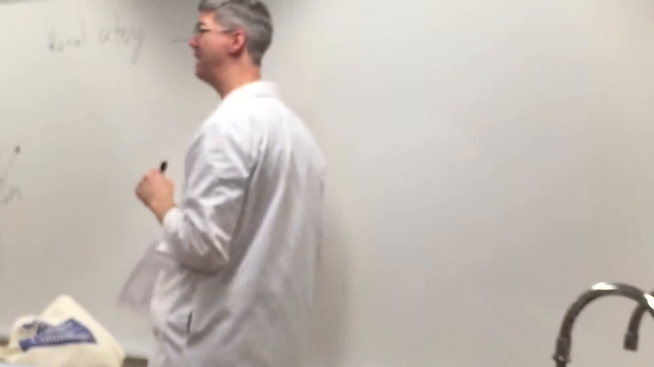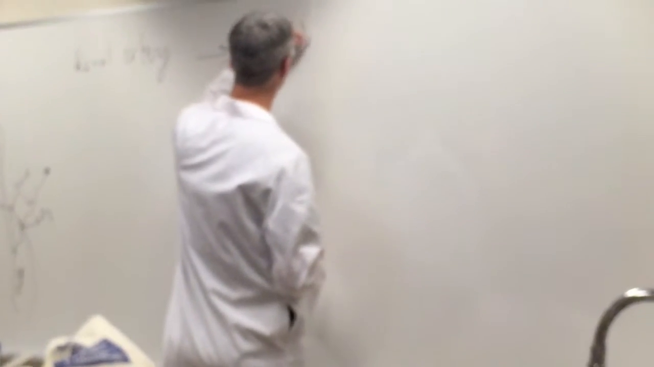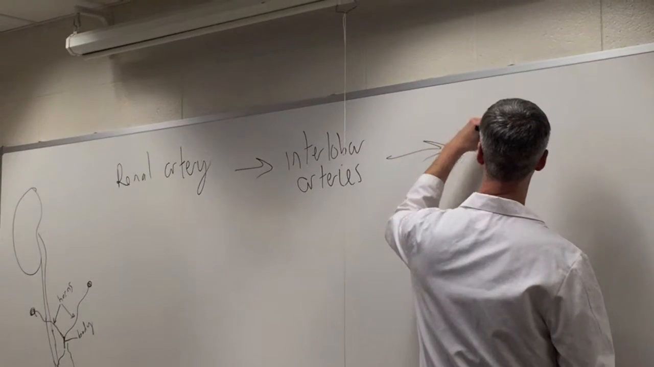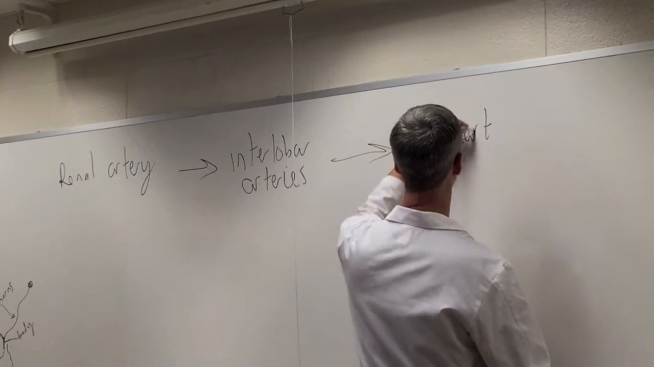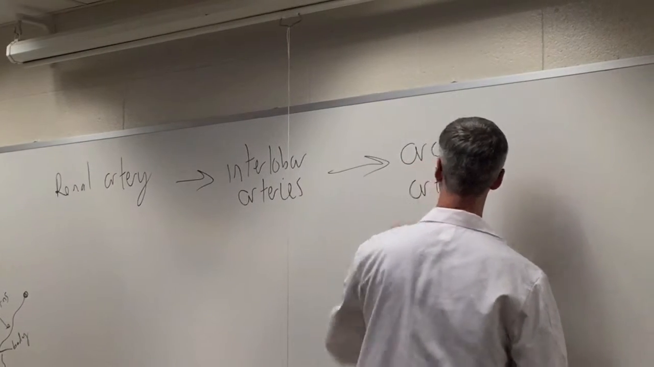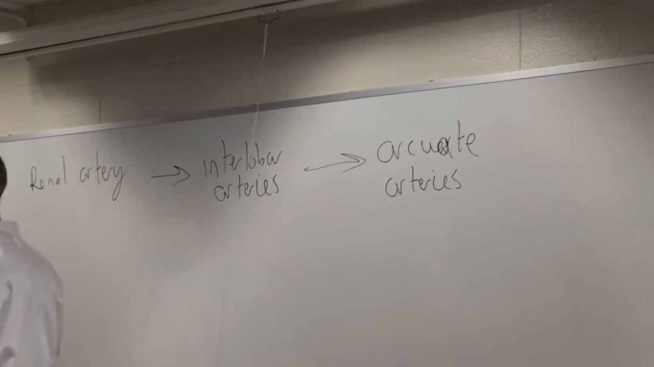So the renal artery flows in, that splits, and the branches of that become the interlobar arteries that we saw running through the different renal columns. The interlobar arteries are going to connect up to the arcuate arteries, which we just talked about, those go to the cortex.